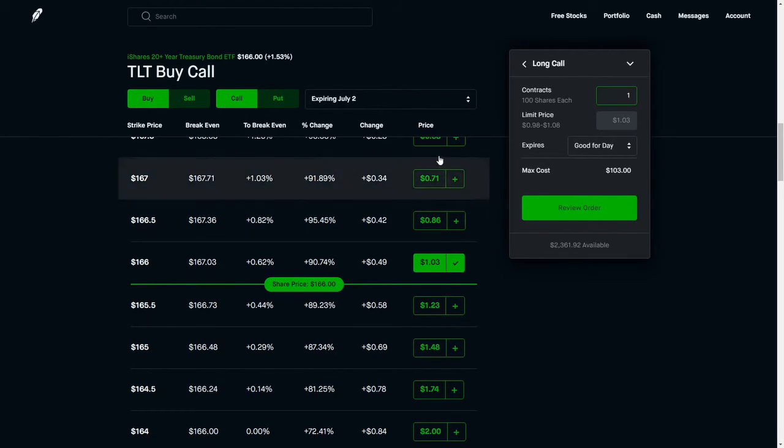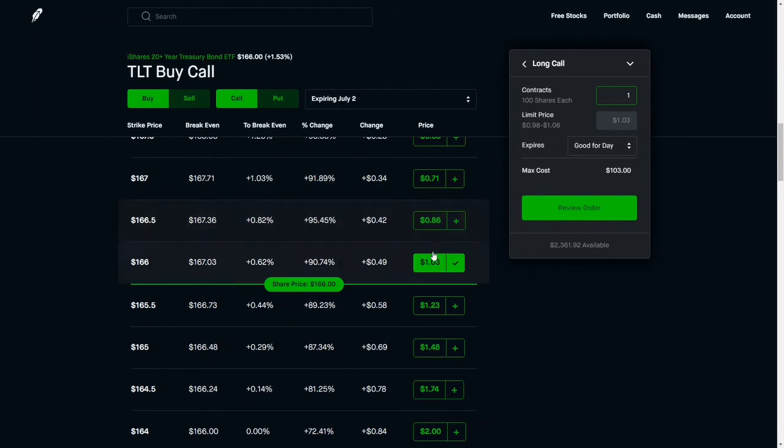Something to note about the options prices displayed here is that these are not the actual price you would pay. Because options reflect control over 100 shares, the actual price that you pay is 100 times the price here. So you see this option is worth $1.03 per share. So to acquire this option, we would have to pay $103.